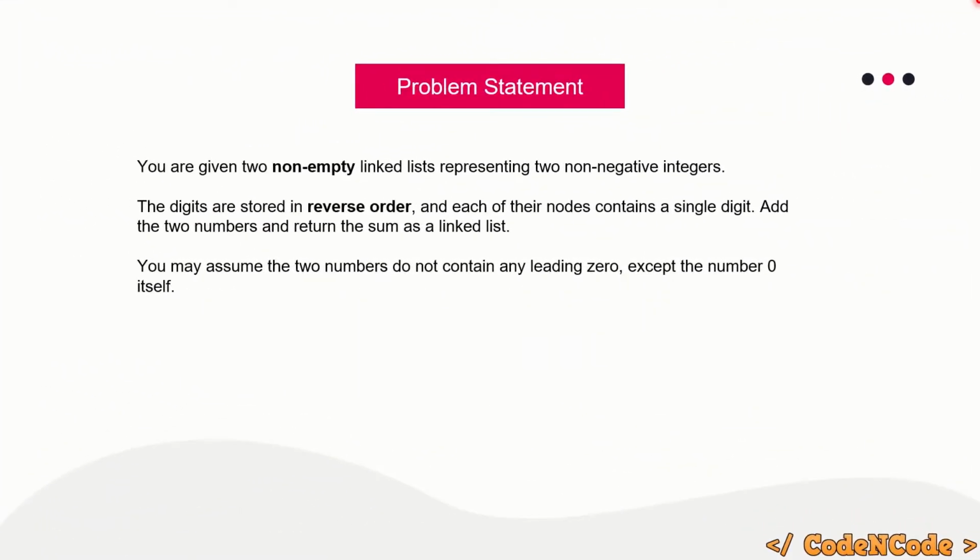So the problem statement is: you are given two non-empty linked lists which represent two non-negative integers. These are actually given in reversed order. Digits are given in the reverse order. So you have to basically create a new linked list which represents the sum of the previous two numbers.